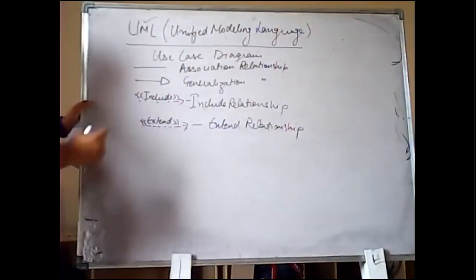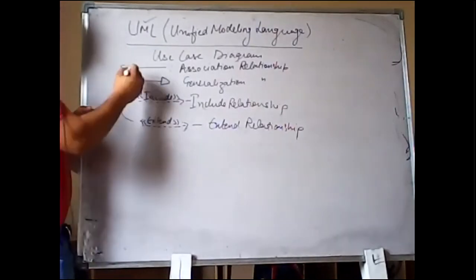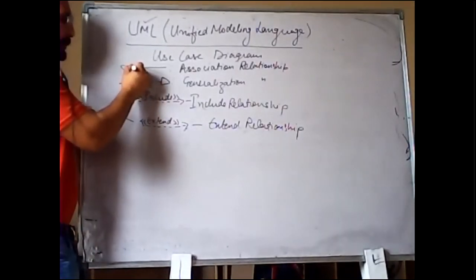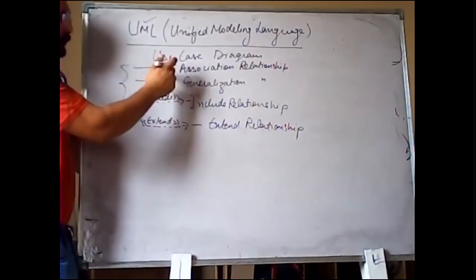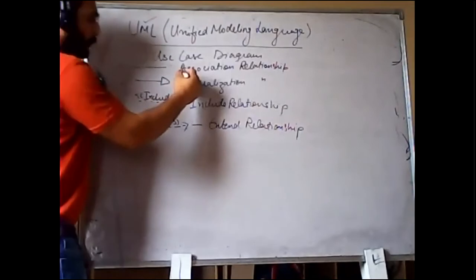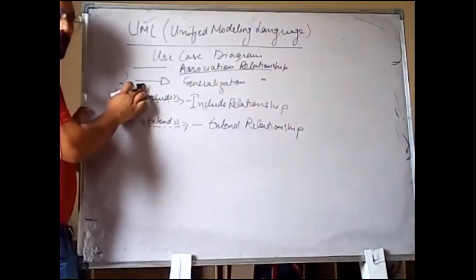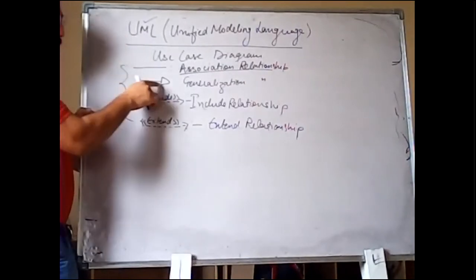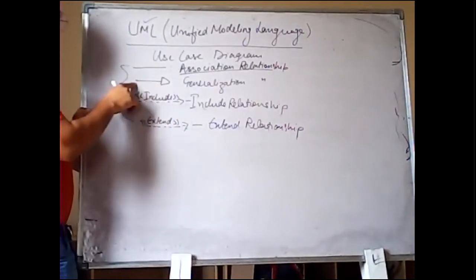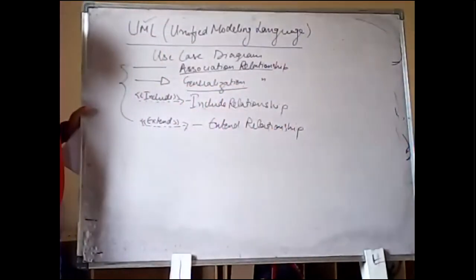Okay, these are the relationships that are used in your use case diagram. For a relationship from the actor to the use case, we will draw the association relationship. If there is a parent-child relationship, we will draw this arrow. Okay, this block arrow with the parent-child relationship is known as the generalization relationship.